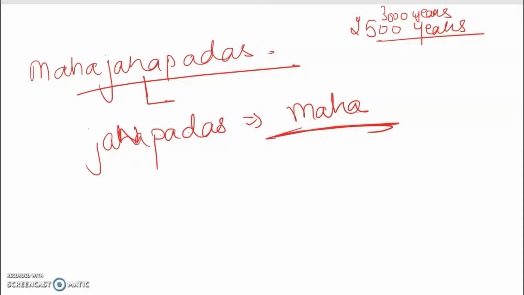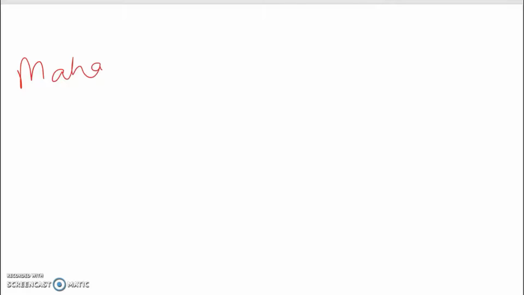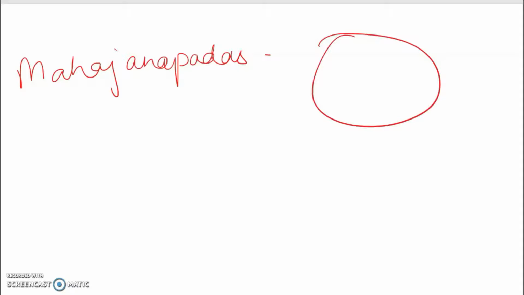Now, one of the most important features of Mahajanapads was that they had a capital city. The Janapads just had an area that they controlled, where people resided. But the special thing about a Mahajanapad is that they not only controlled a specific region and the set of people there, but also had a special place that's called the capital. Okay? And this capital had something very, very special in it.